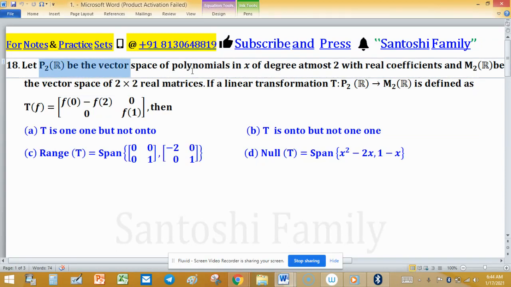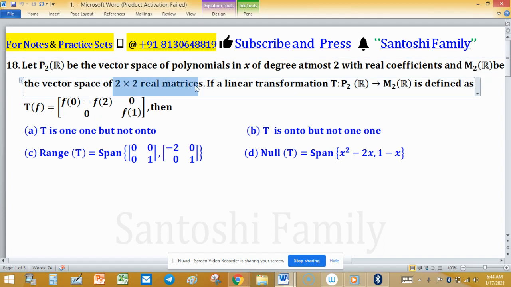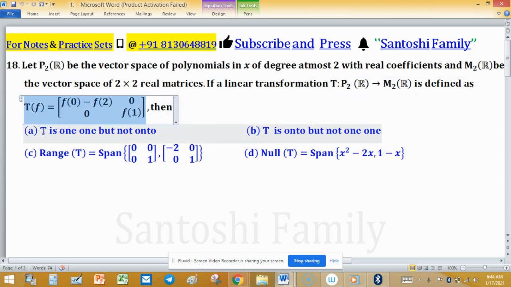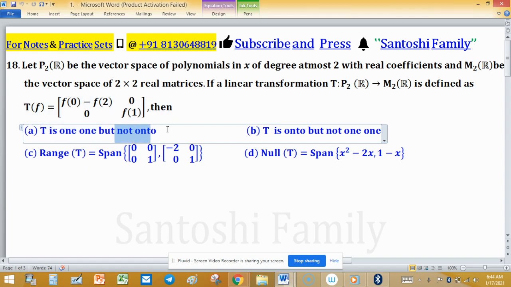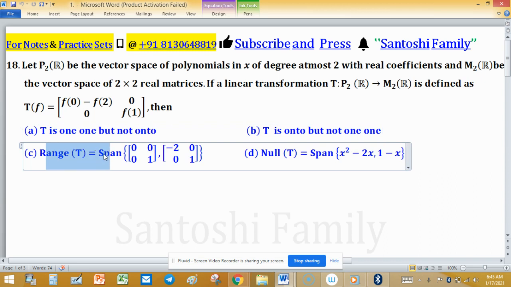Let P2R be the vector space of polynomials in x of degree at most 2 with real coefficients, and M2R the vector space of 2 by 2 real matrices. If a linear transformation T from P2R to M2R is defined by this relation, then we have to determine whether T is one-one, onto, what spanning set generates the range space of T, and what set spans the null space of T.